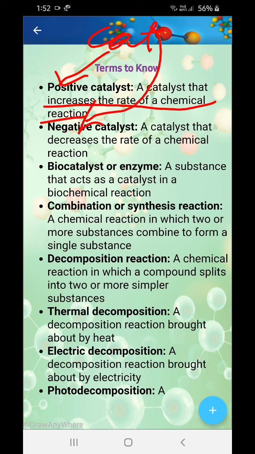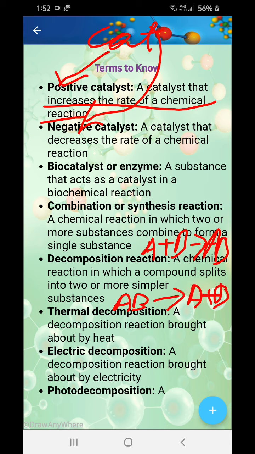Next we have combination or synthesis reaction, the chemical reaction in which two or more substances combine to form a single substance. A plus B gives AB. Decomposition reaction, the chemical reaction in which a compound splits into two or more simpler substances. AB breaks up into A plus B. There are three types of decomposition: thermal, electric and photo. Thermal decomposition is the decomposition brought about by heat.